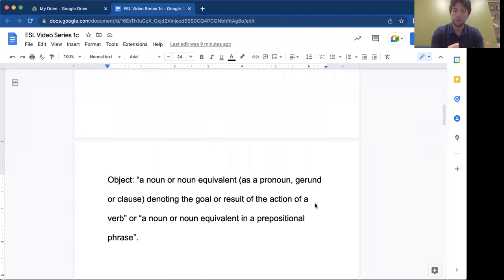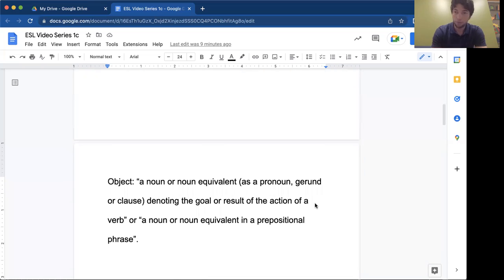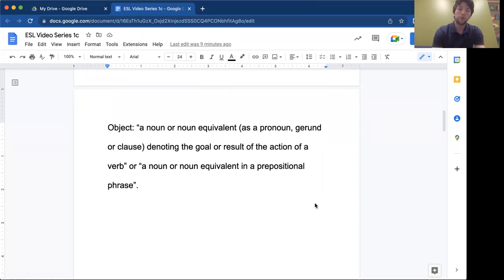Now, we'll get to this definition in a second, but we're going to talk about how all of this relates to SVO structure. SVO, or subject verb object structure, is the general structure in English sentences. As the subject usually comes first in a sentence, it is followed by a verb, and then the object comes last. And according to Webster's Ninth Collegiate Dictionary, an object is a noun or noun equivalent as a pronoun, gerund, or clause, denoting the goal or result of the action of a verb, or a noun or noun equivalent in a prepositional phrase.